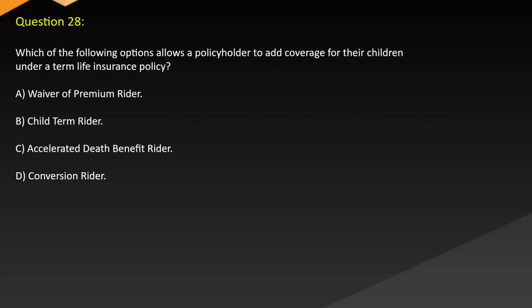Question 20. Which of the following options allows a policyholder to add coverage for their children under a term life insurance policy? A. Waiver of premium rider. B. Child term rider. C. Accelerated death benefit rider. D. Conversion rider.